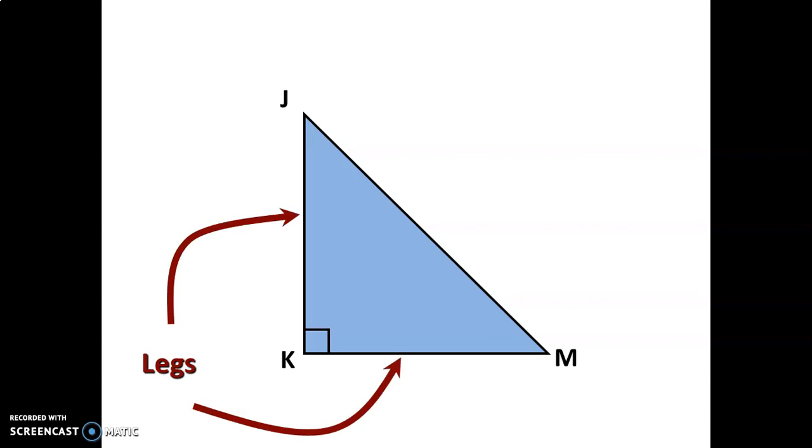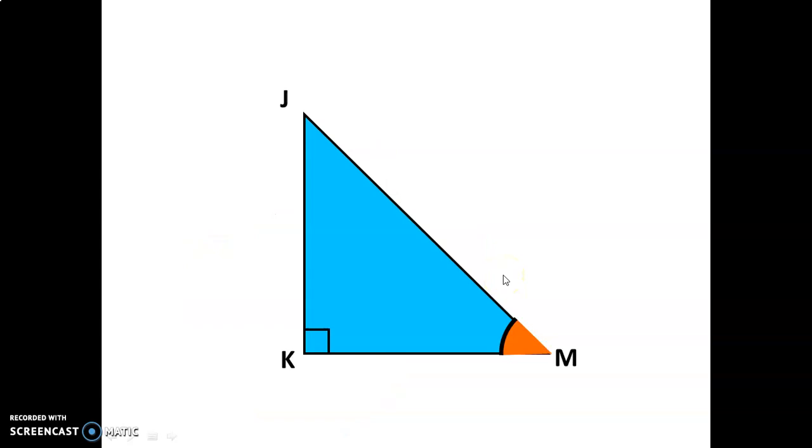In this triangle, these are called the legs. This is a right triangle because we see a right angle. Across from the right angle, the diagonal side is called the hypotenuse. The legs have specific names. This is the hypotenuse again.